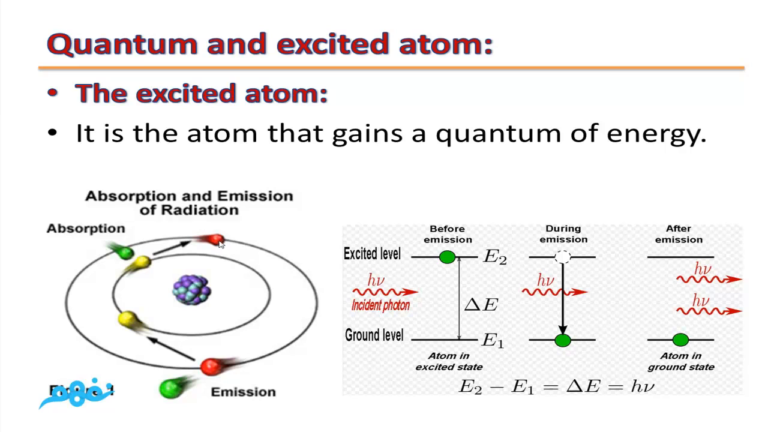This excited electron is represented with this red sphere. This electron will rotate in its higher energy level until it loses this quantum of energy, so it will return back to its original level, and the atom will return back to its ground state. As you can see, this is energy absorbed by the electron. It will move to a higher energy level. After losing this quantum of energy, the electron will return back to its ground state.